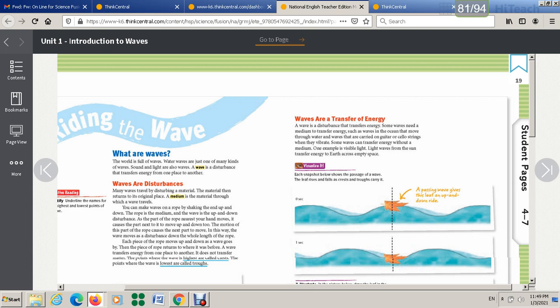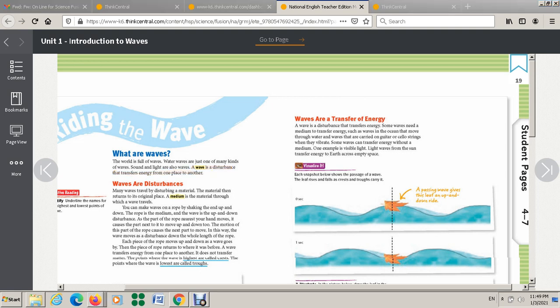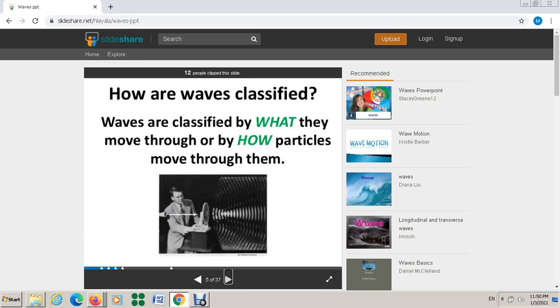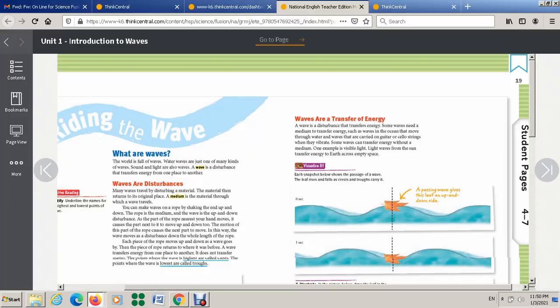You have to highlight this here in your book: a wave is the disturbance that transfers energy from one place to another. Let's continue now. Waves transfer energy, we said, without transferring the matter. So what does that mean? If many waves travel by disturbing a material, the material then returns to its original place.